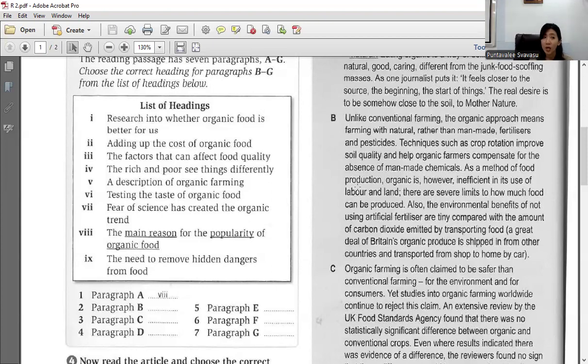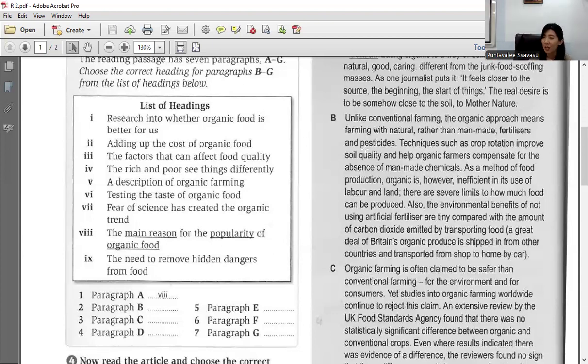So you could match it to the heading. Right now, I believe you already have the answers. What I want you to do is find the topic sentence just to make sure that it links to the heading that you chose. If it doesn't, there will be something wrong, either the topic sentence is wrong, or the answer is wrong.